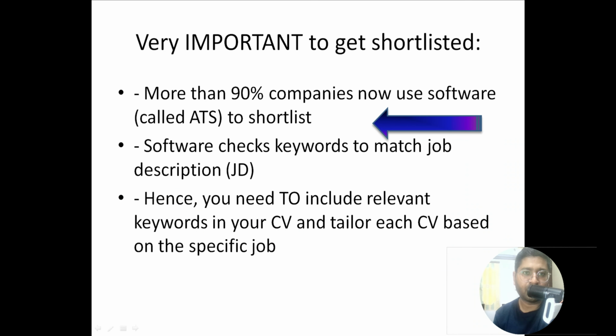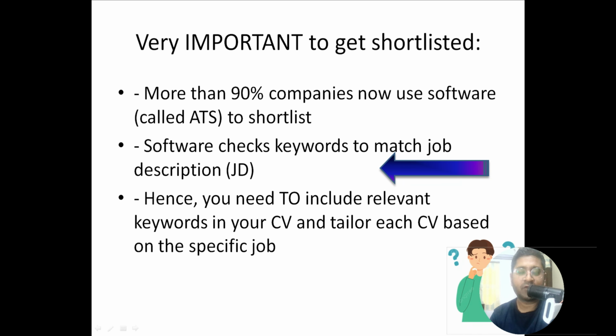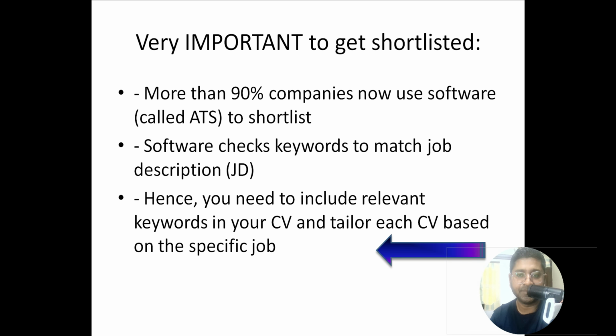Here is the next point, very important to get shortlisted. Why is ATS important? More than 90% of companies now use software called ATS, applicant tracking system, to shortlist. The software checks keywords to match the job description. For example, if your job description is data analyst, machine learning engineer, data engineer, or data scientist, you will have to go through the job description first. Later on, you can prepare according to this JD. You need to include relevant keywords in your CV. I'll show the CV, how you can match or include keywords, and what kind of words will be lacking in your CV according to the JD. Finally, we will tailor the CV based on the specific job, right?